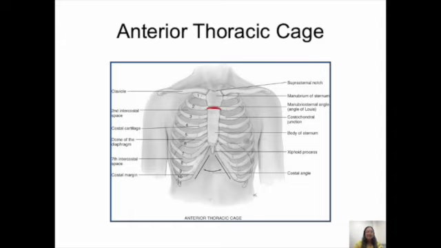What does it mean if the angle is larger or if it's smaller? What is this telling you about your patient's thoracic cage?